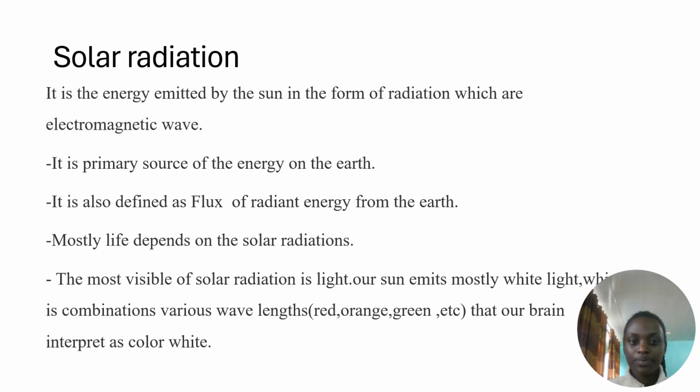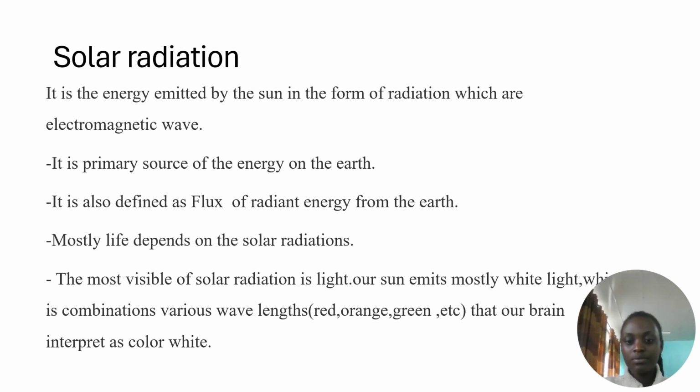So let us start with the definition of solar radiation. It is the energy emitted by the sun in the form of radiation, which is electromagnetic waves. It is the primary source of energy on the earth. It is also defined as a flux of radiant energy from the sun. Most life depends on solar radiation.